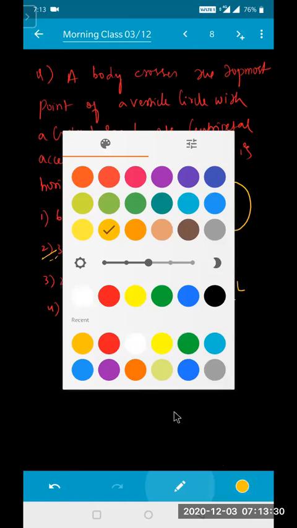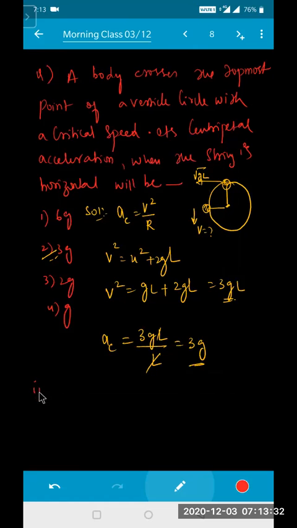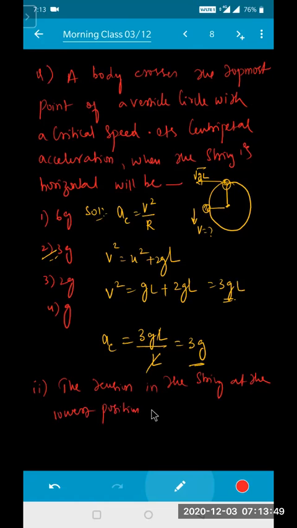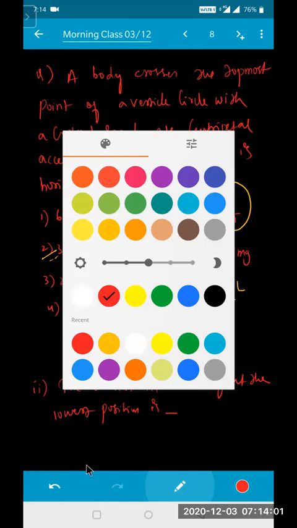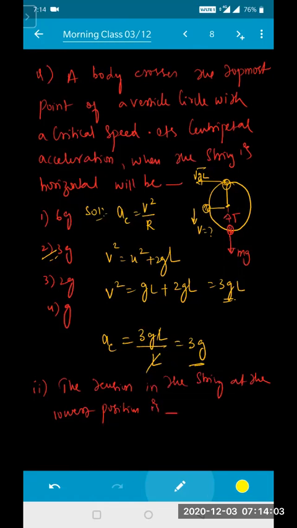If I ask you one more question, say this is point one right now. The tension in the string at the lowest position is how much? So when the body comes here, this is the lowest position. The weight of the body is in the downward direction, and tension is in the upward direction. So how do you write the equation? You tell me.